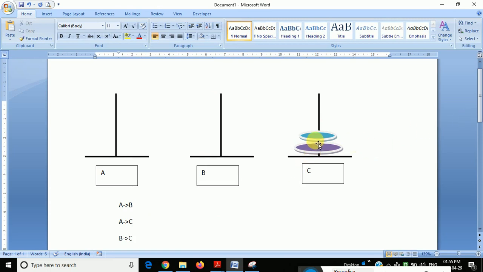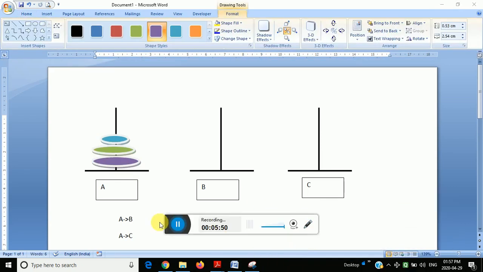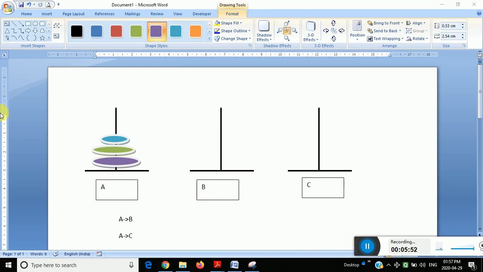So if 3 disks are there, what do you have to do? Okay, if 3 disks are there, then how do we have to do it? A, B, C is there. I have taken one more disk here. So I'll just move this one disk from A to C. Okay, so I have moved one disk from A to C.